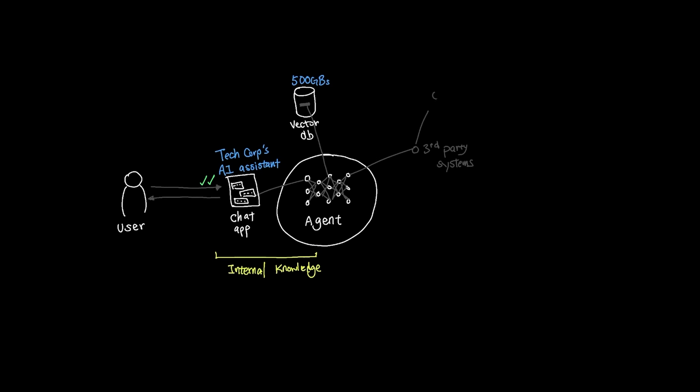TechCorp's AI Document Assistant is working well for the internal knowledge base, but employees might now need to access external systems like customer database, support systems, inventory management software, and other third-party APIs. And writing custom integrations to all these API connections will take a huge amount of time.